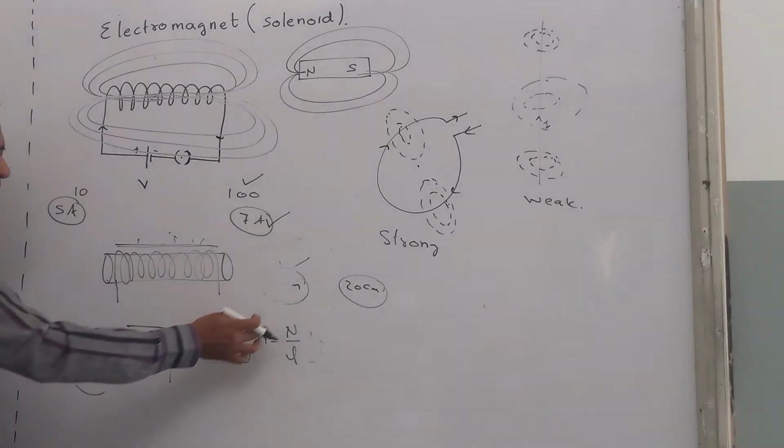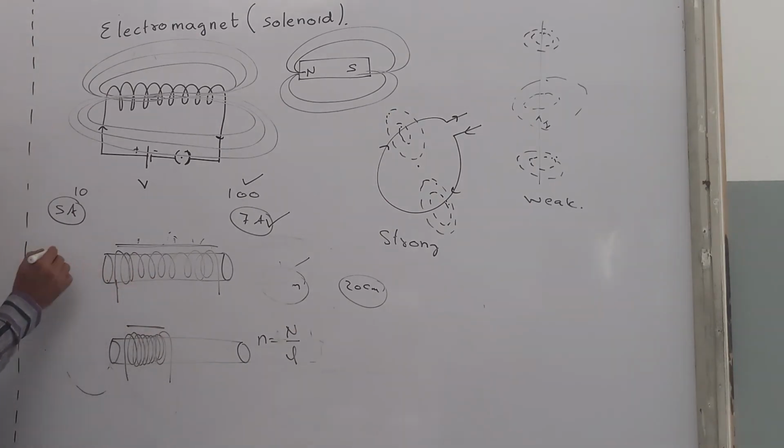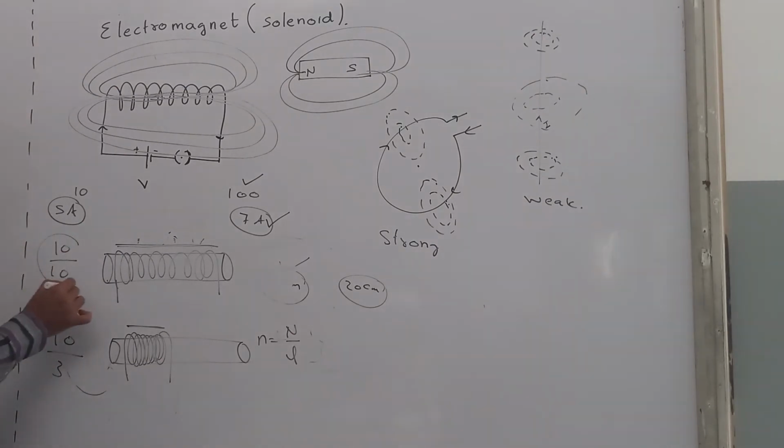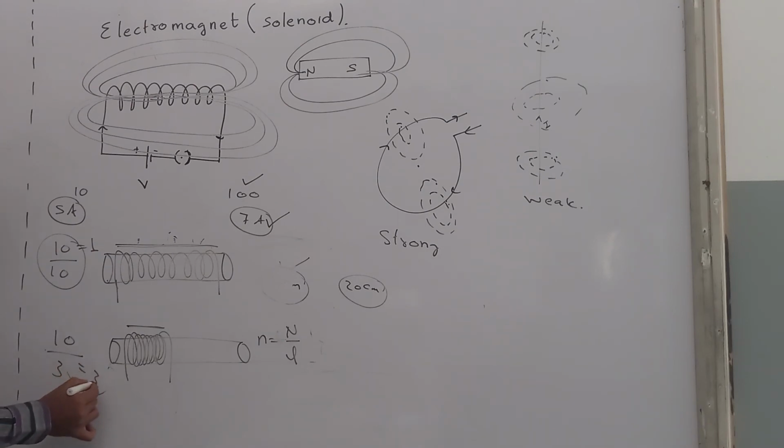Okay. So total number of turns per length. Here the number of turns is 10 and the distance is 10 centimeters. Here the total number of turns is 10, but the distance up to which they are spread is, say, suppose 3 centimeters only. So this is what? The turn density, and it is equal to 1. Here the turn density is equal to 3.3. So where is the turn density more? In this solenoid the turn density is more.